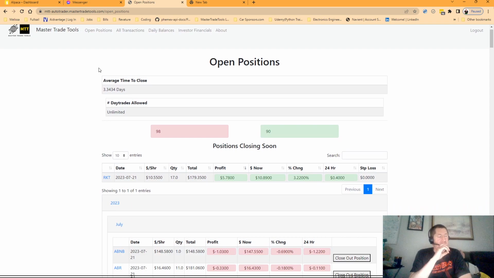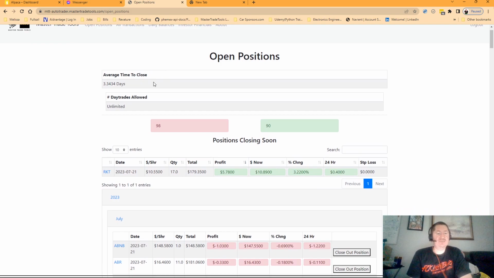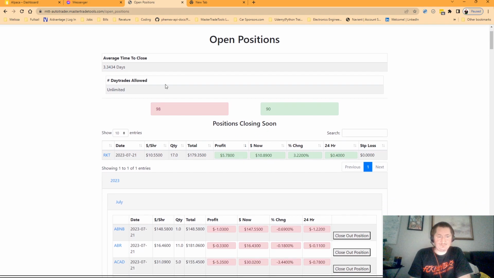As you look at the open positions page, you will see an average time to close. This takes into account all your current open positions and all your current closed positions. It finds out when you bought those positions and when you sold those positions, and then finds the average, to tell you how long you can expect to hold a position before it sells. In this case, it's 3 days.